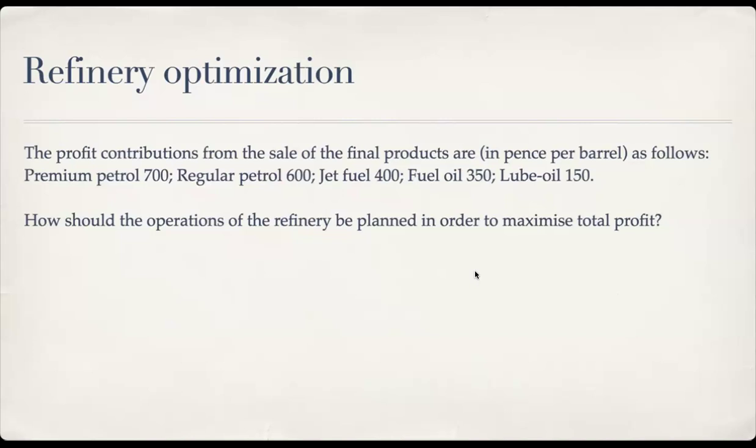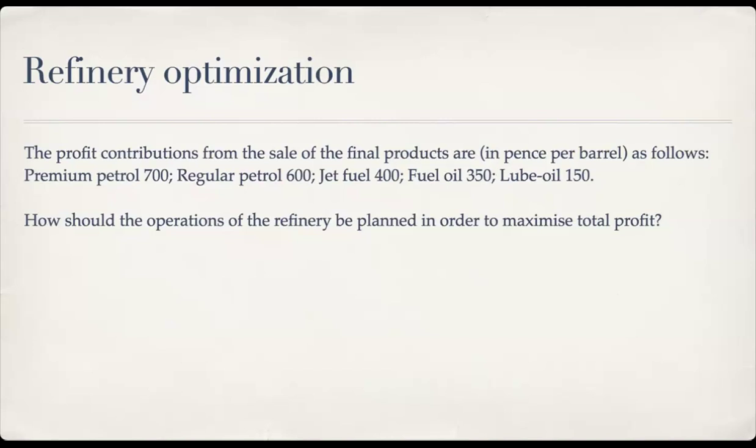And the profit contribution from the sale of final products are 700 for premium petrol, 600 for regular petrol, jet fuel is 400, fuel oil is 350, and lube oil is 150. The question is, how should the operations of the refinery be planned in order to maximize total profit?